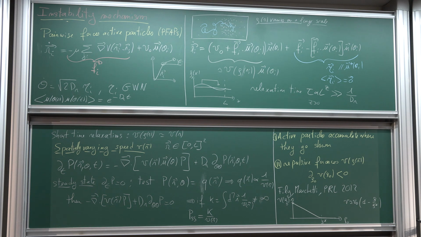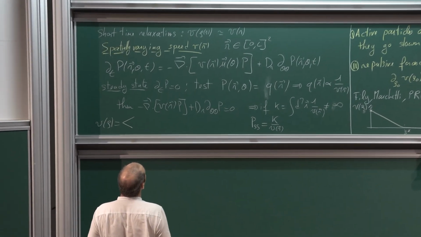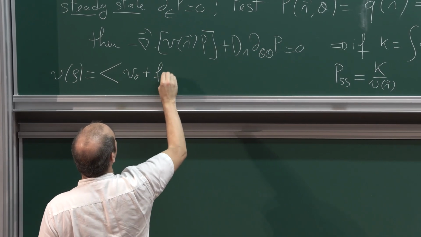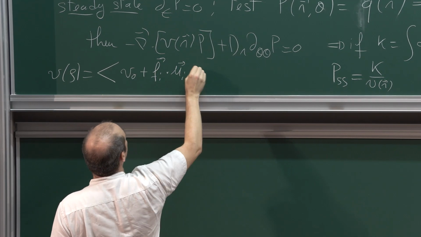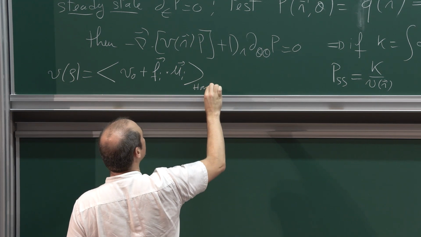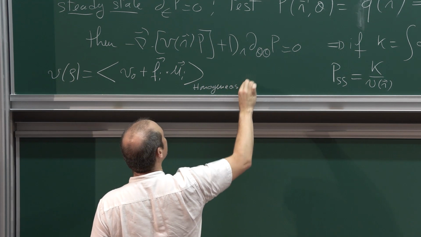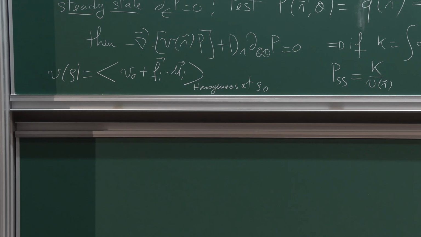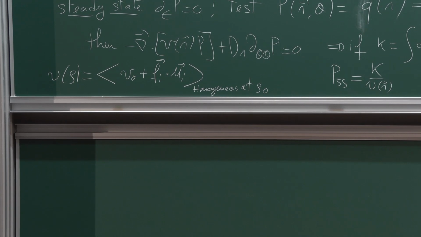Yes. You said repulsive forces are... So what does it mean? The precise statement is, if I want to define a V of rho, I will define it as the average of, where is this? I wrote it somewhere. The one I have on the top. So it's V naught plus F_i scalar product U_i, averaged in a homogeneous system at density rho naught. So I prepare my system at density rho naught, I run my simulation and I measure that, which is how fast you go along the direction you're pointing. And if I plot it, I see that.